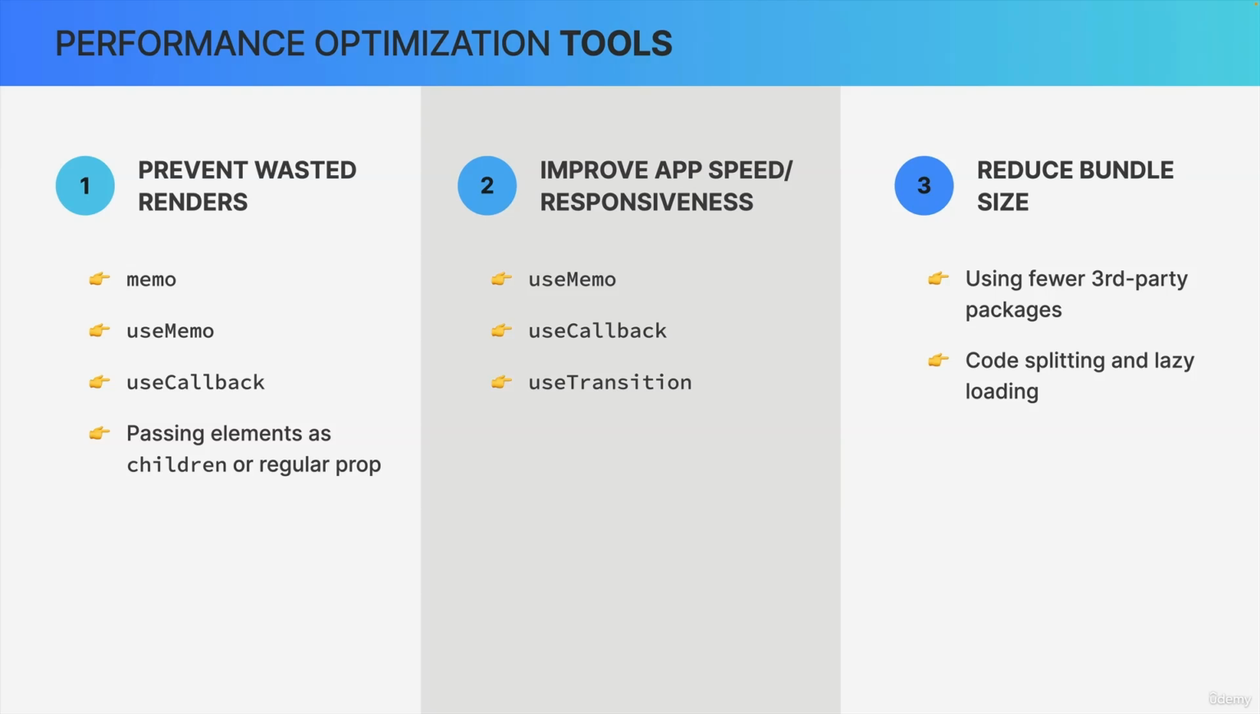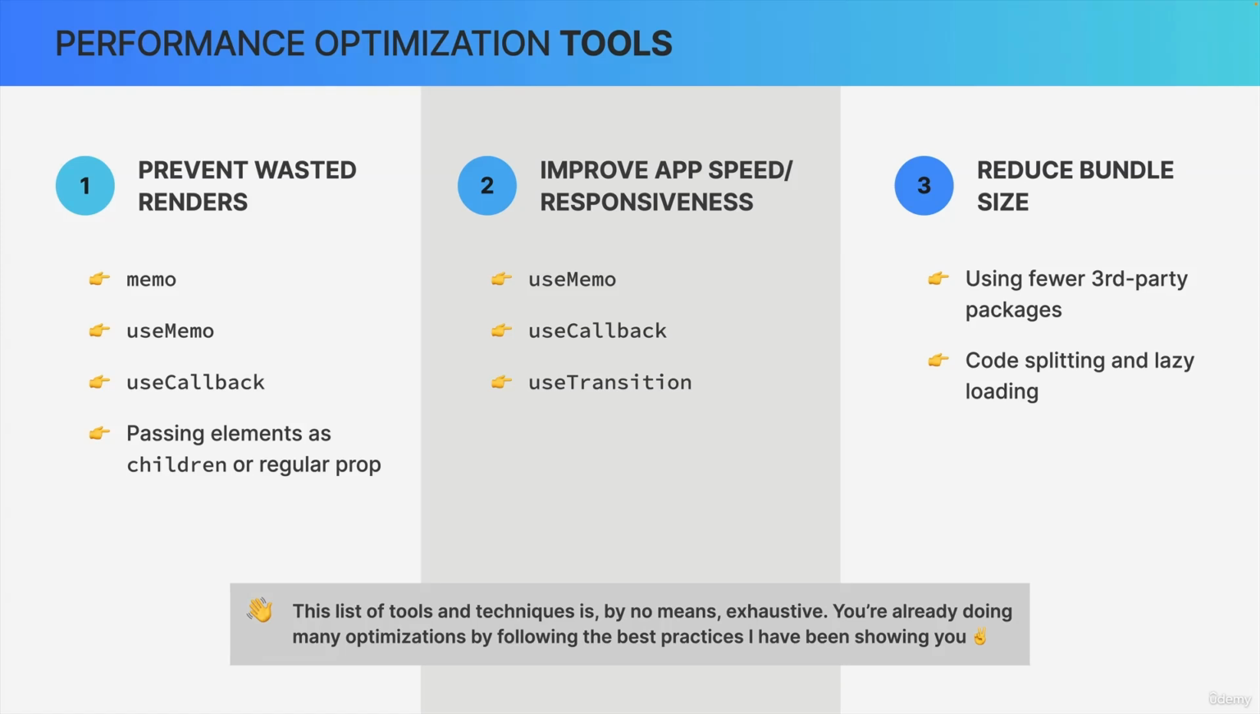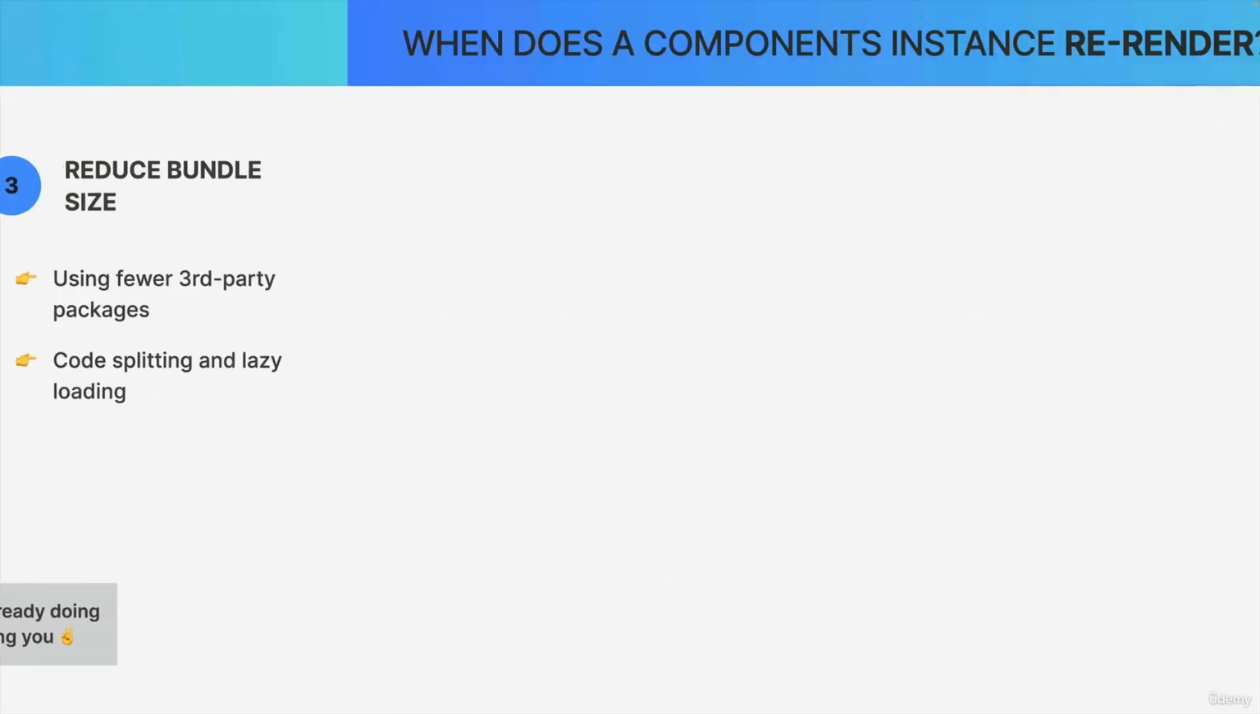Also, keep in mind that this list of tools and techniques is by no means exhaustive. So there are many other optimization best practices that I already told you about before and that you are already using. For example, not defining components inside other components. And so I didn't include all of these in this list. So these are mainly tools that we will talk about in this or in future sections.